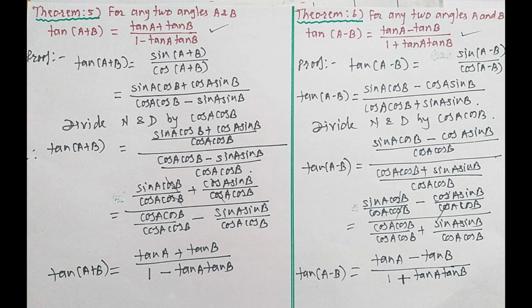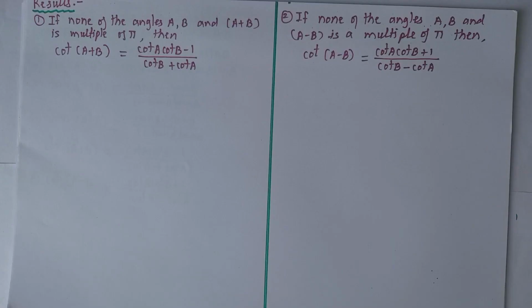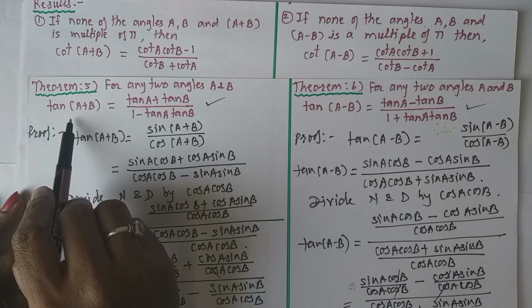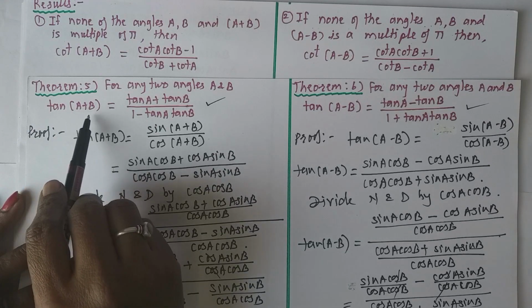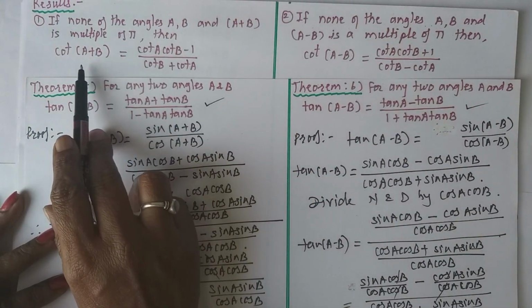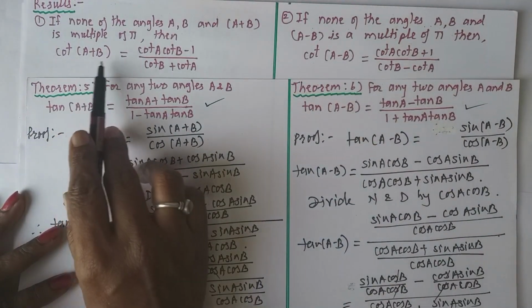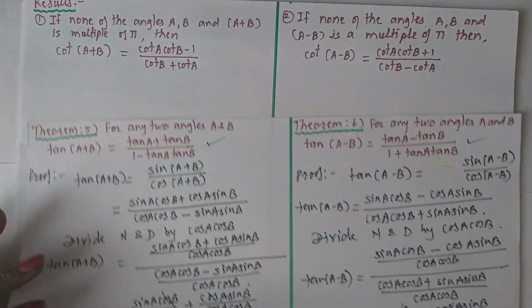In this way we have got the formula tan(A − B) is equal to (tan A − tan B) divided by (1 + tan A tan B). We will derive two results using this theorem. As we have got the formula for tan(A + B) and tan(A − B), we will get the formula for cot(A + B) and cot(A − B) also.